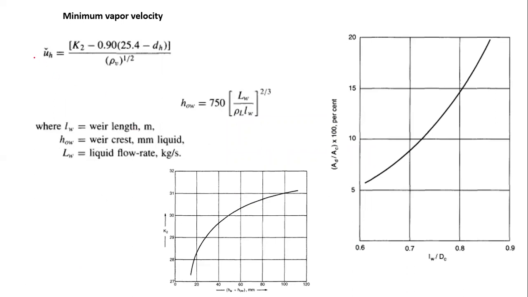So let's start. How do you find out this U minimum based on liquid parameter? Now, this is a formula to find out minimum vapor velocity, a function of K2, diameter of hole, density of vapor. Now, this K2 is found out from a graph which is a function of HW and HOW.